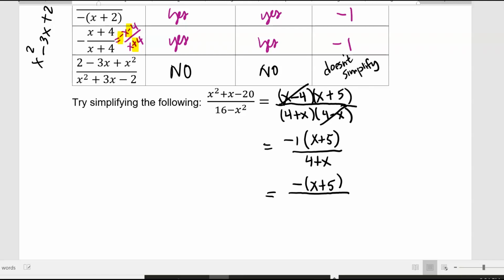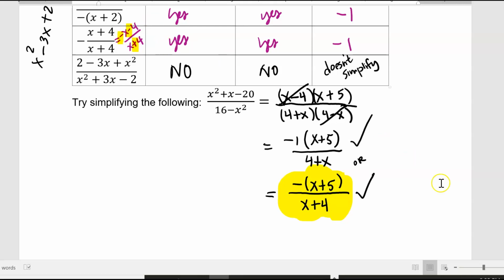And if you want to write the denominator in descending order, which is what we normally do in math, then 4 plus x you can write as x plus 4. But it's not wrong if you wrote it the other way. I would not mark it wrong. But you'll probably see it more like this in the textbook or anywhere else.